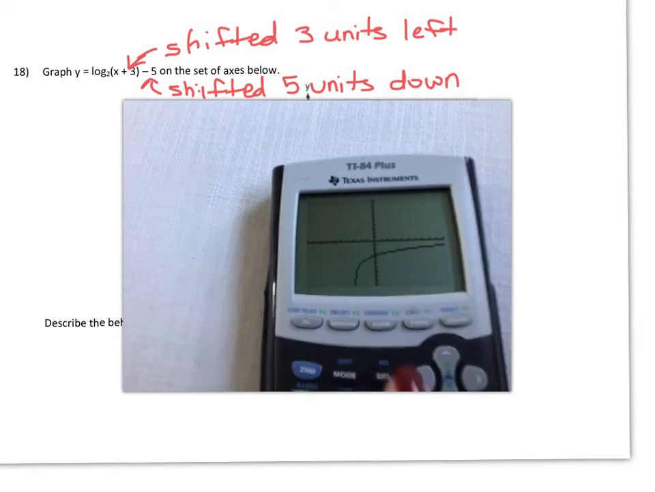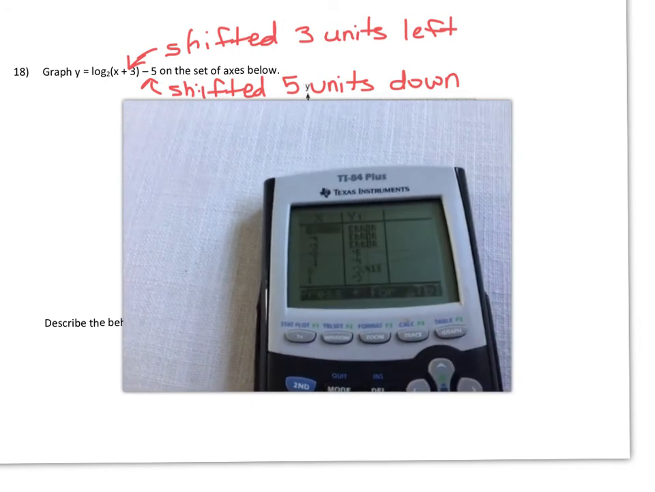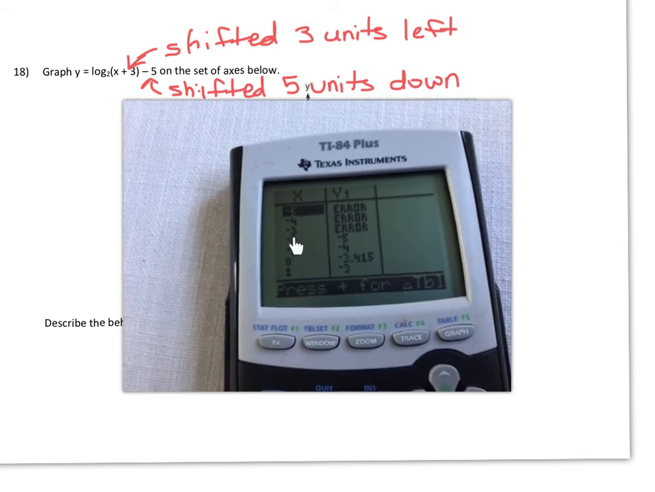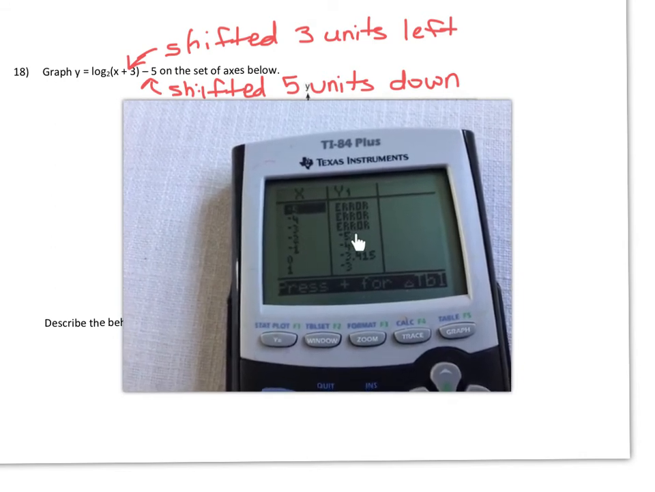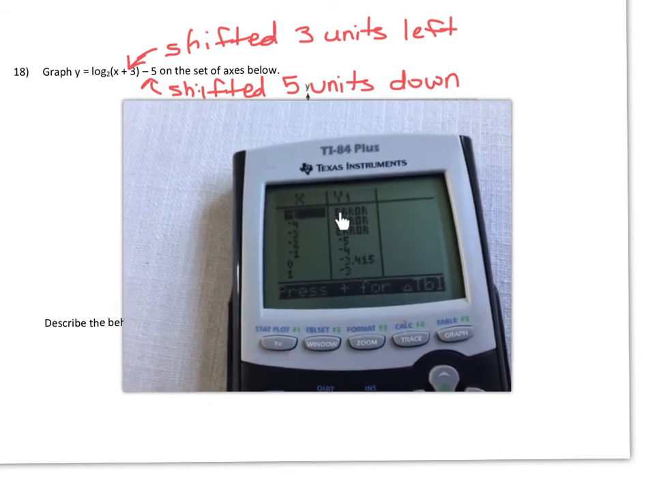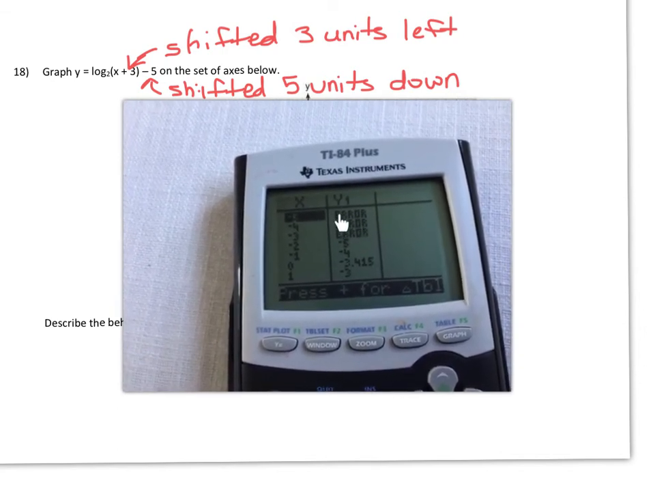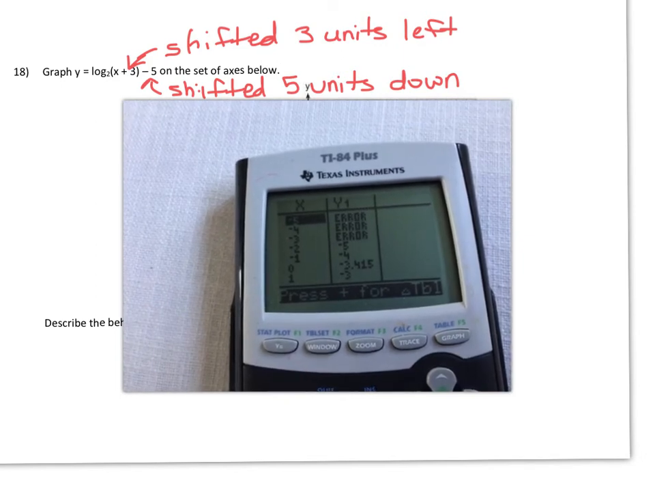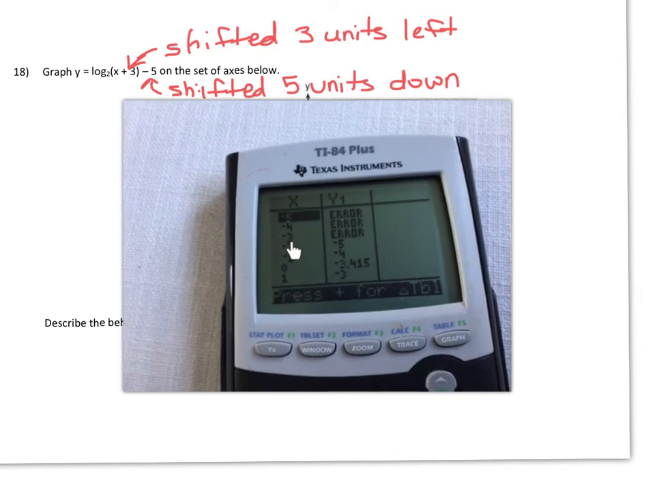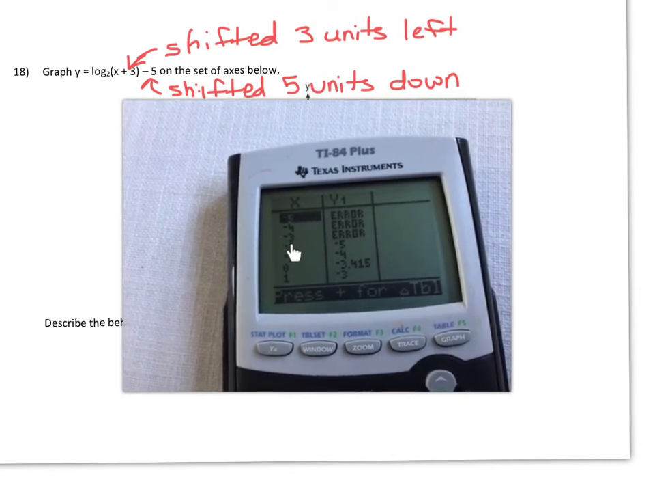So let me go back to my table of values. Second graph. If you see here, at -3, it's never going to reach -3. That's why it says there's an error. And when x equals -3, -4, -5, and so on, you're going to see an error because it never reaches those points. So that means our asymptote is at x equals -3. That's basically the x value it's going to approach but never reach.